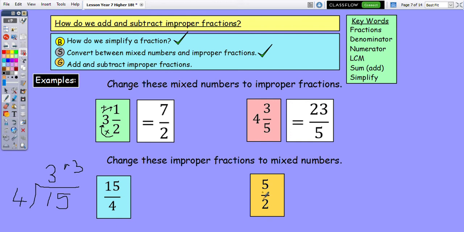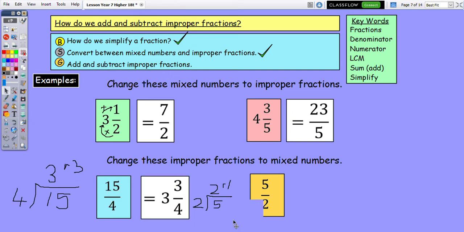Okay, if I do this one as well without getting the answer, 2 into 5, or 5 divided by 2 is 2 remainder 1. Very easy numbers. Okay, so when we look at the answers, 4 into 15 equals 3, remainder 3. Keep the denominator the same. 5 over 2 is 2, remainder 1. 2, remainder 1.